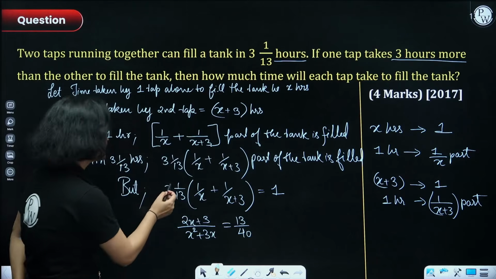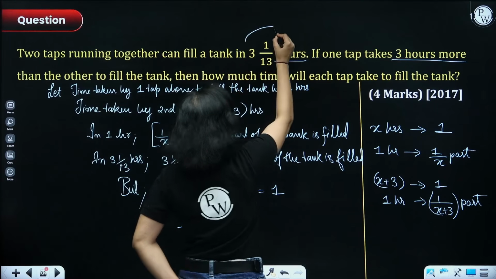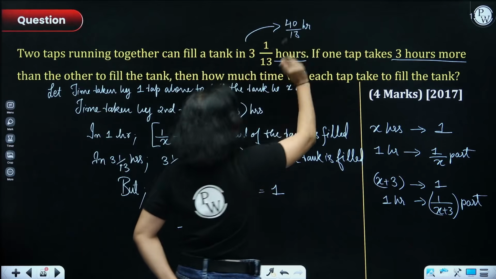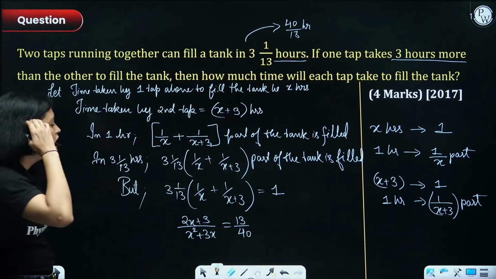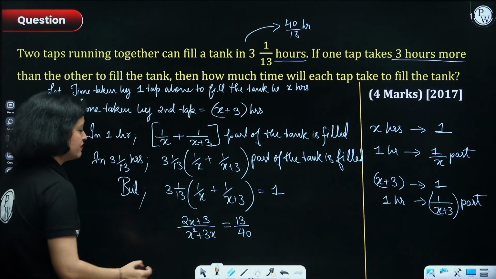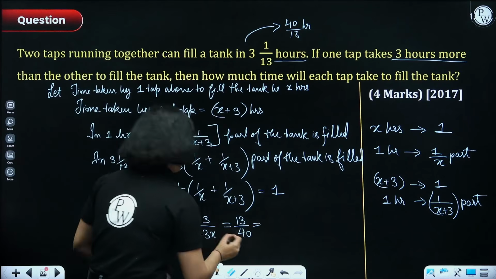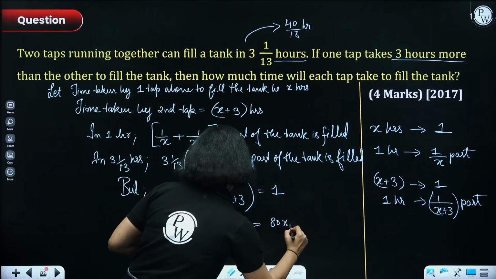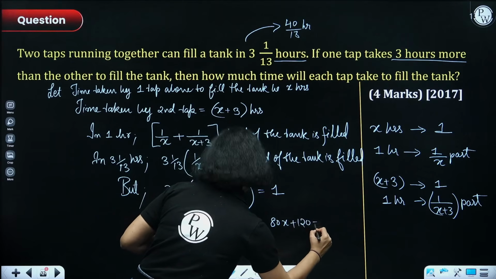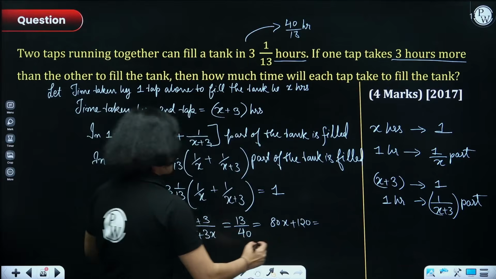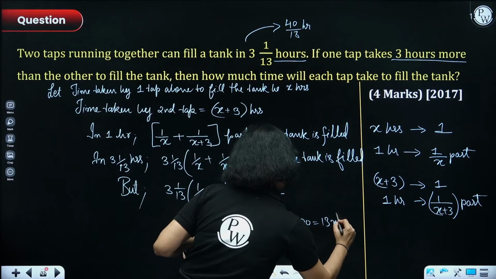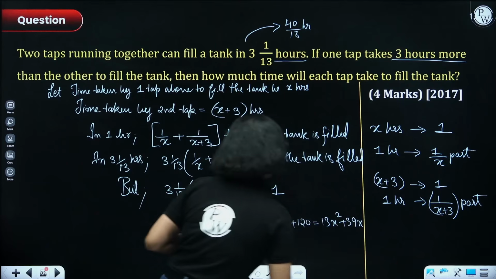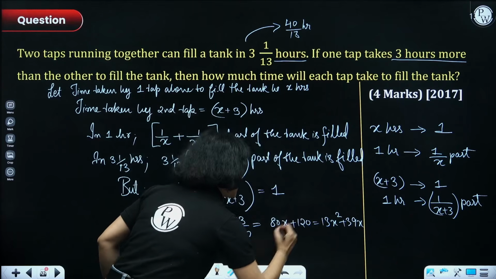Did you understand? I just converted the mixed fraction into an improper fraction. Okay, now let's simplify this, everyone. We'll multiply by 40 here. So we'll have 80x + 120 is equal to (x² + 3x) into 13, right? So 13x² + 39x, right?